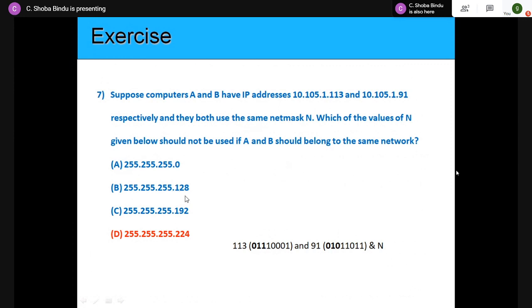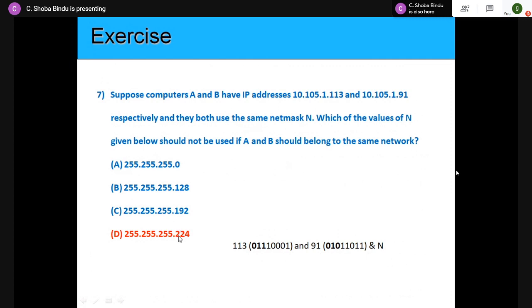This is 128. So when this is 128, this means 1 followed by 7 zeros. When you add these two, you will be getting the same value here. So this also will be same. And when you go for 192, this will be 1 followed by 6 zeros. This is 192. When you add this, you will be getting the same result.